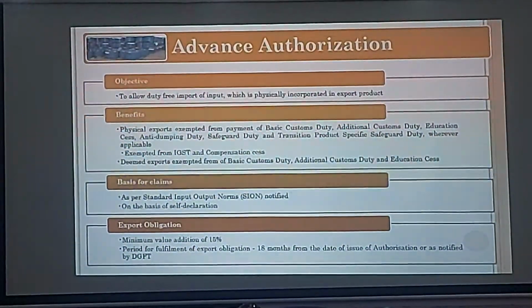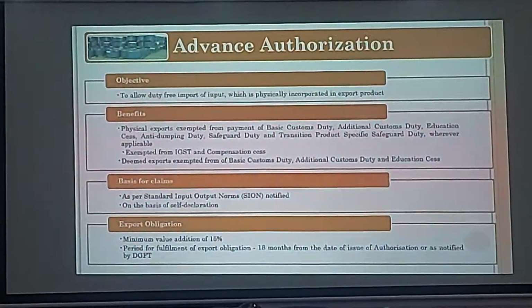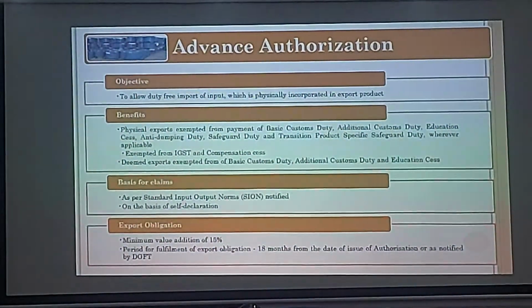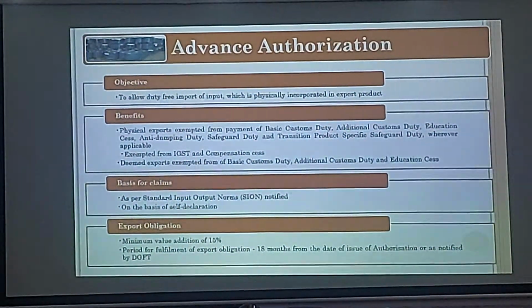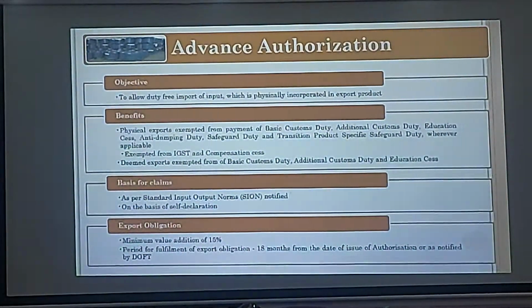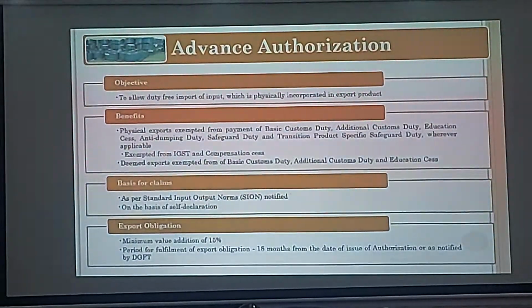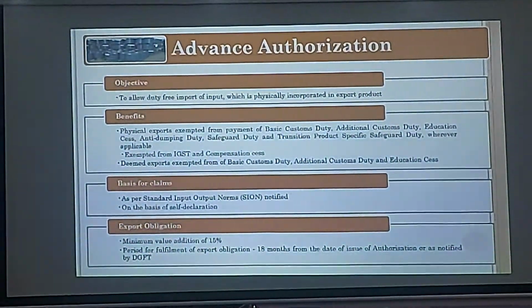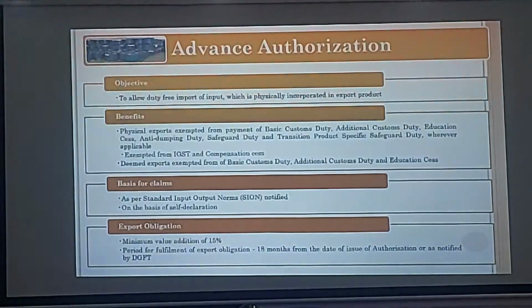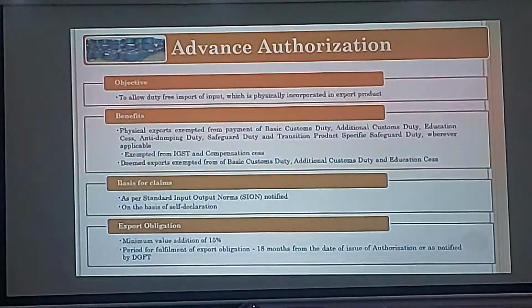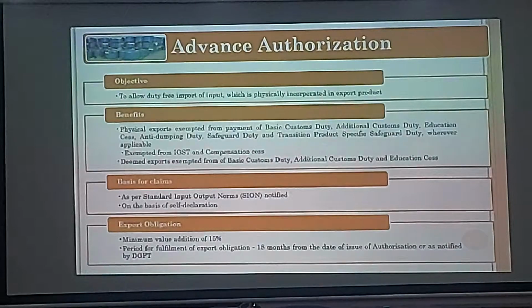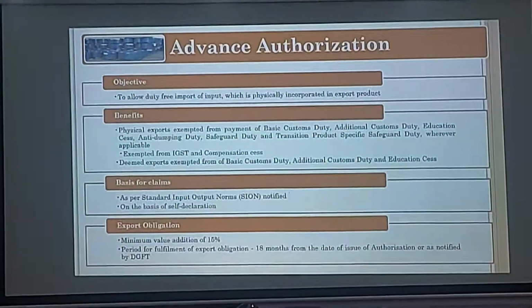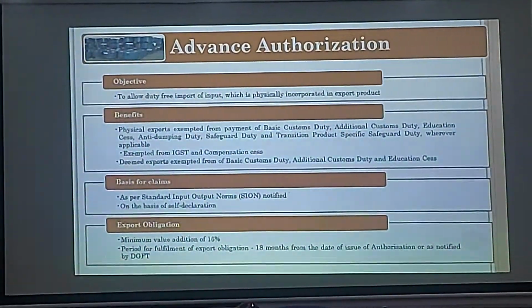It is also a technical scheme. Why is it technical? Because there are some conditions involved. But once you go through chapter 4, you will understand what the scheme is all about. I'll just give you a brief idea. Suppose you are into a manufacturing business. I'll take the example of a pen. You want to export pens. So if you want to import the raw material for that pen, you can import that raw material duty free.